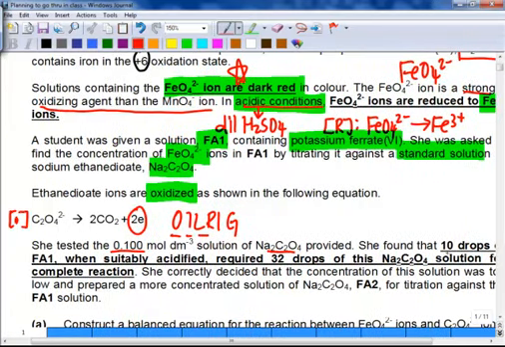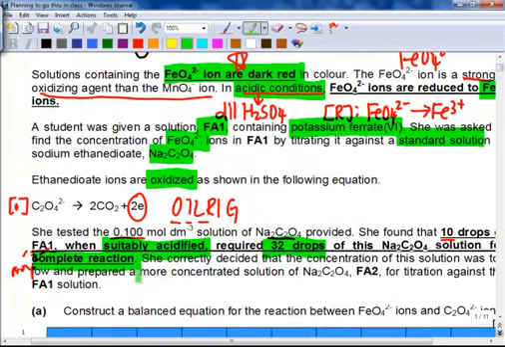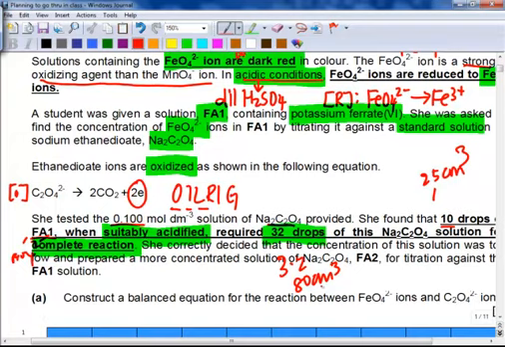She found that 10 drops of Fa1, which is FeO4 2-, when suitably acidified, that means using H2SO4, requires 32 drops for complete reaction. That means she finds that 32 drops is too much already, because imagine this is 1:3.2. So for 25 cm cube, you will need 80 cm cube. 80 cm cube already exceeds the burette, but we say cannot exceed the burette. That means the concentration is too low. You need to prepare a more concentrated one.